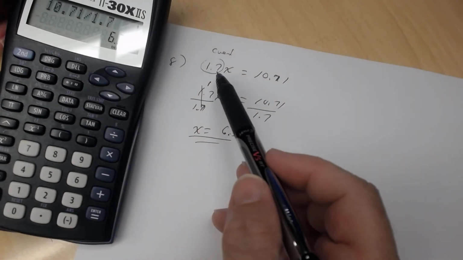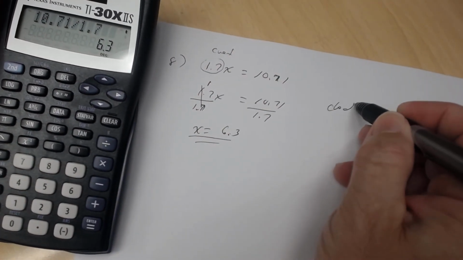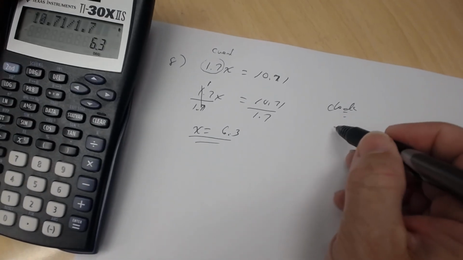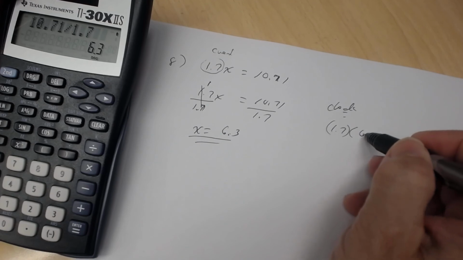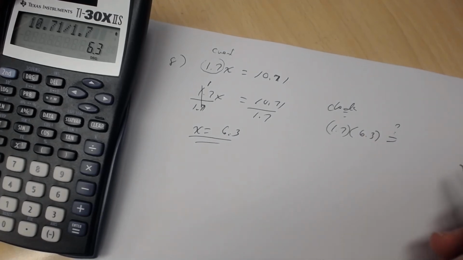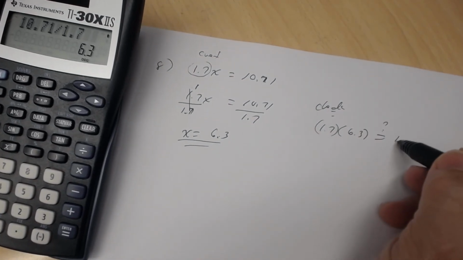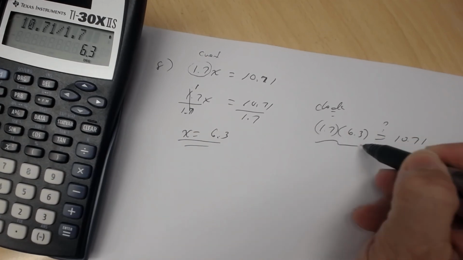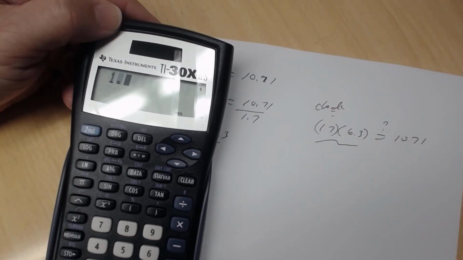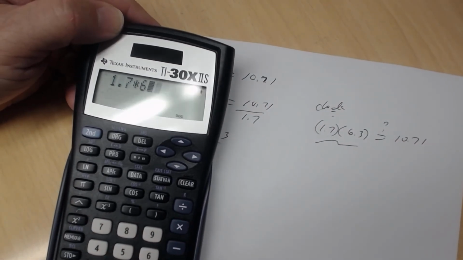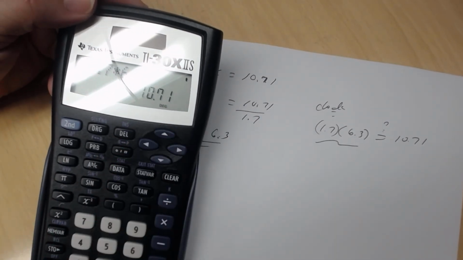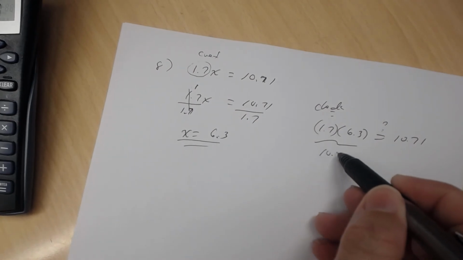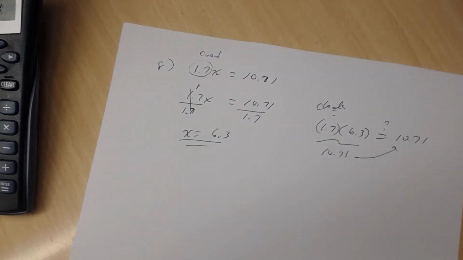You can check this if you want to. It's easy to check with the calculator. Watch. 1.7 times x, and I'm saying my solution is 6.3. You want to see if that product is 10.71. So in your calculator, just say 1.7 times 6.3 equals, and you get 10.71. That's the same thing.